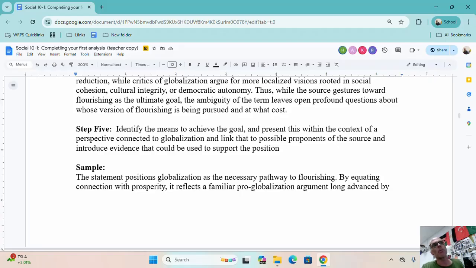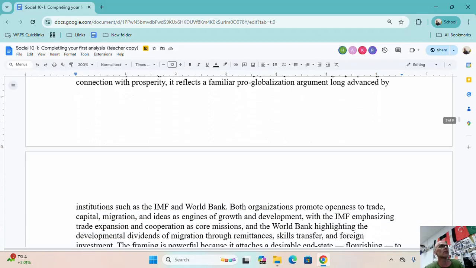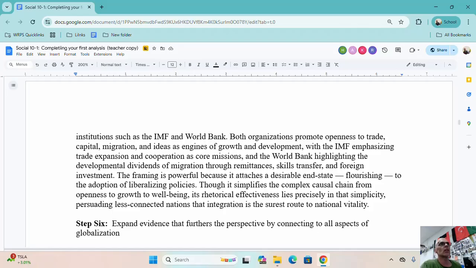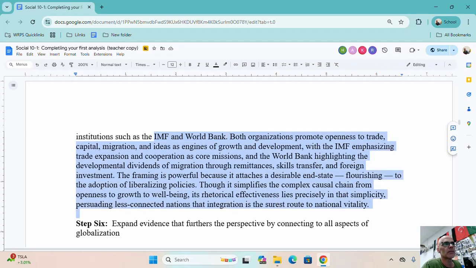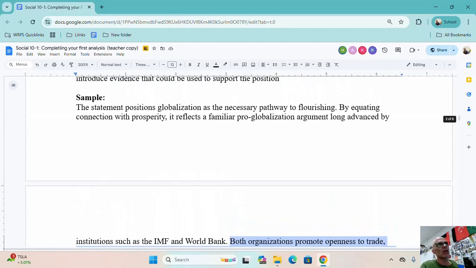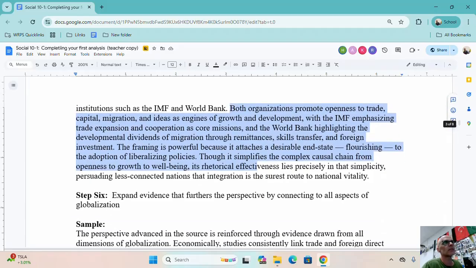It reflects a familiar pro-globalization argument, long advanced by, and then it blows it up a little bit. Like, this is the who would say this, right? Who would say this? The IMF and World Bank would say it. Who do they say it to, and why are they saying it is added here. So it's not just here's who might say it, pro-globalization, but under what circumstances. So the who and the why this is said makes this an E-level identification of the pro-globalization perspective.